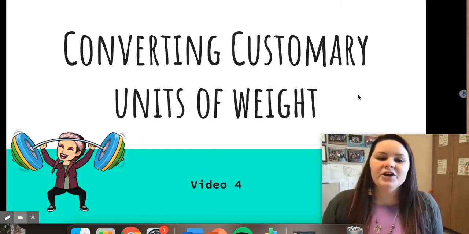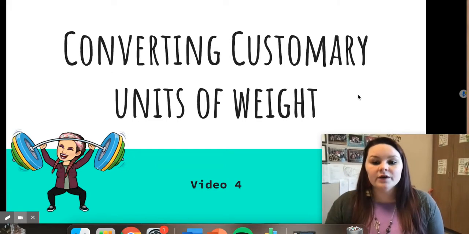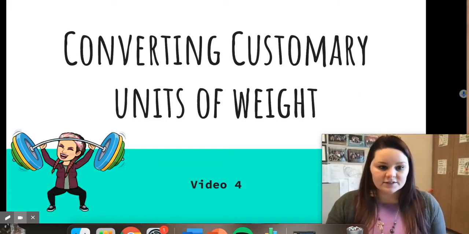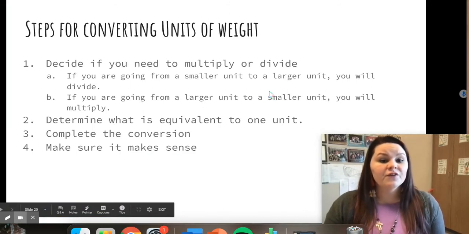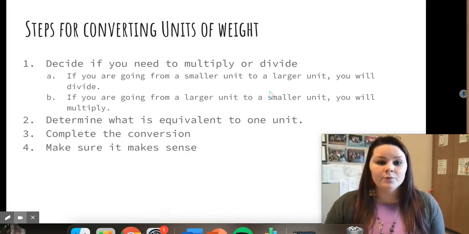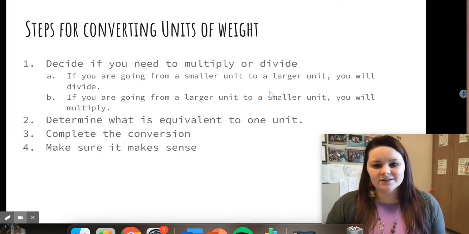Hi friends, in this video we are going to continue working on converting customary units, and this time we're going to be working with customary units of weight. Okay, so again, the steps for converting are the same. First, we decide if we multiply or divide, determine what is equivalent to 1 unit, complete the conversion, and then make sure it makes sense.